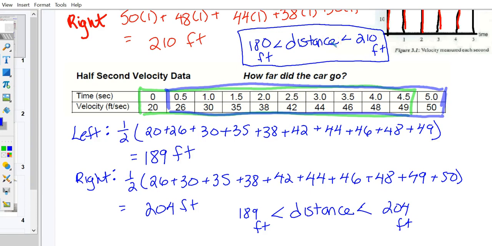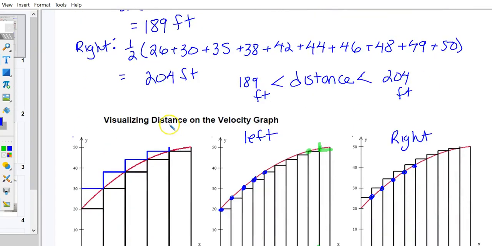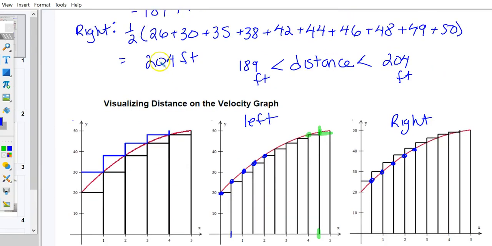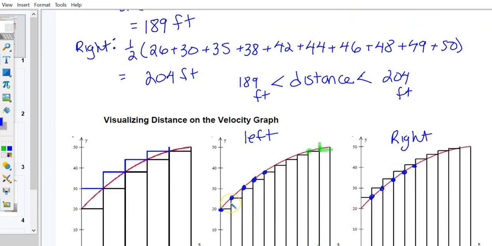What would be even better is 1/4 of a second, 1/10 of a second. That would be an even better estimate. And that's where we're going in this unit. The calculus is going to be the infinite number of rectangles, not just these every half second. We're going to get to infinite numbers of rectangles later as we keep going.